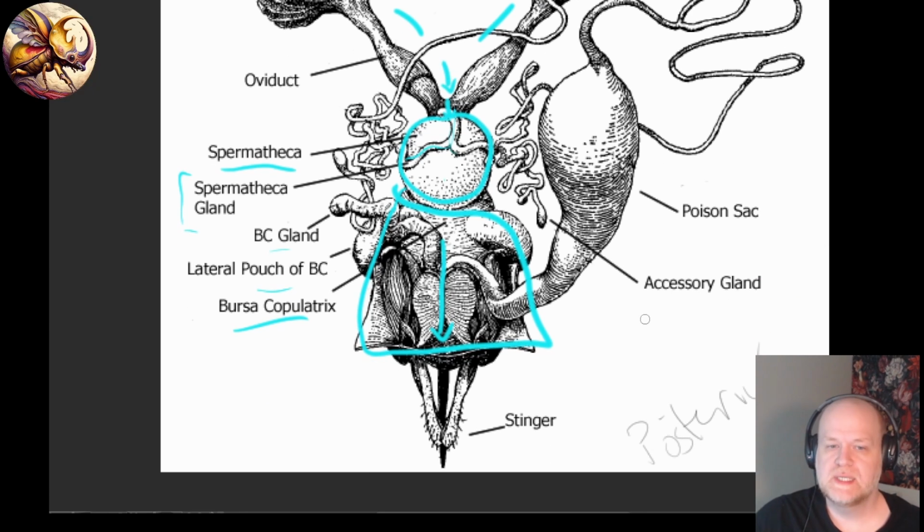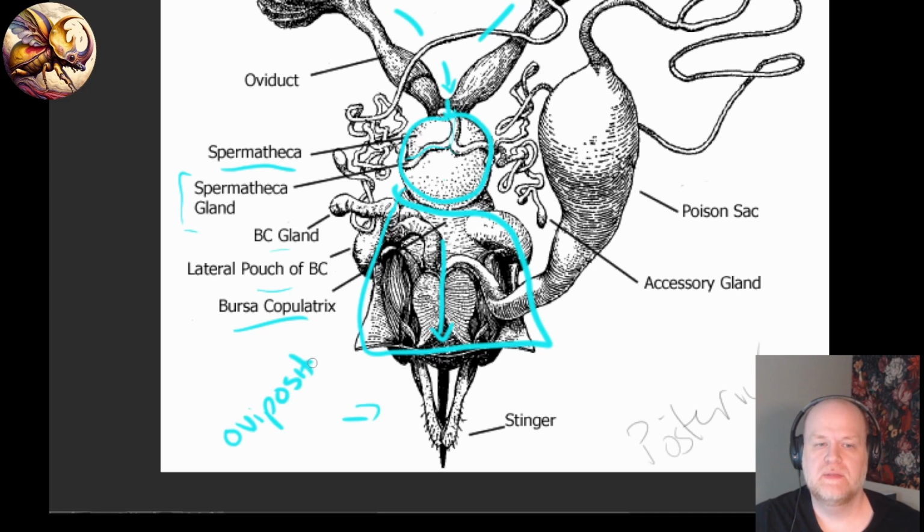For most insects, this is where this bursa copulatrix would be attached to an ovipositor. But in the honeybees, the ovipositor is modified into a stinger. And this is used for the delivery of venom. But the egg comes out, I believe, next to the stinger. But the stinger itself, this modified ovipositor, is attached to a series of accessory glands and the venom sac.